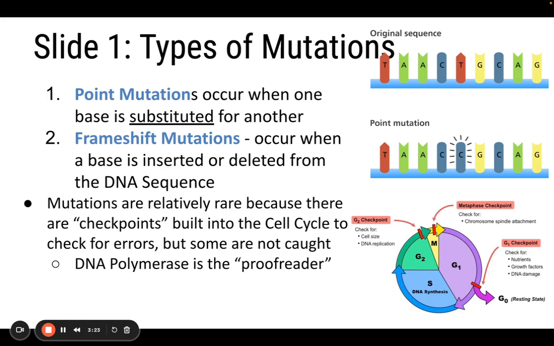Mutations, luckily, are relatively rare because there are different checkpoints built into the cell cycle to check for those errors. Remember that DNA polymerase is the proofreader of DNA replication, so it is also checking for mistakes in the code. In the picture in the bottom right corner of your screen, you can see several checkpoints. If at any of those points there's anything wrong with the sequence, the cell may go into what we call apoptosis, which is programmed cell death, so that the mutation doesn't get passed on.